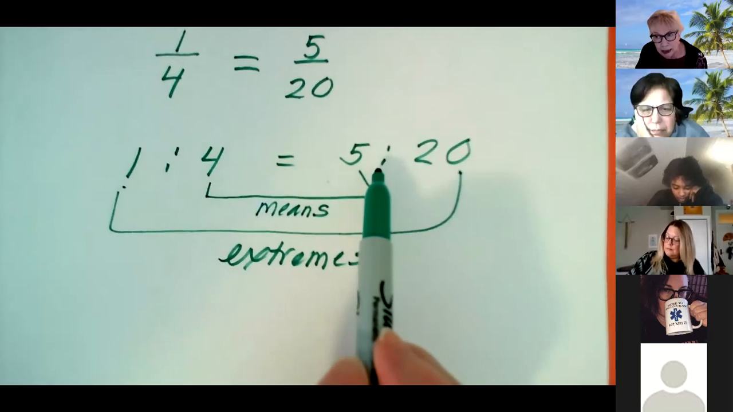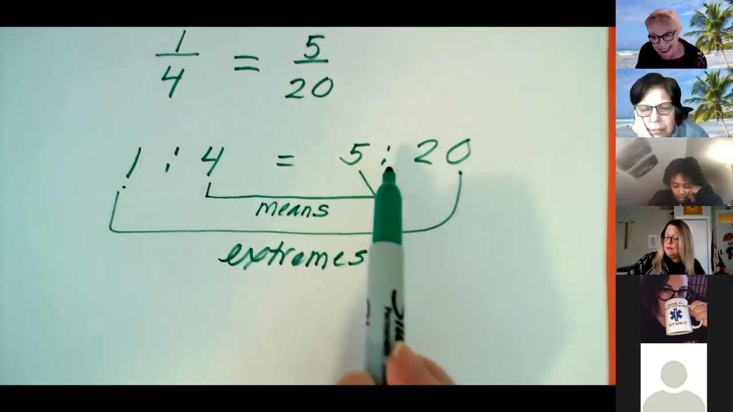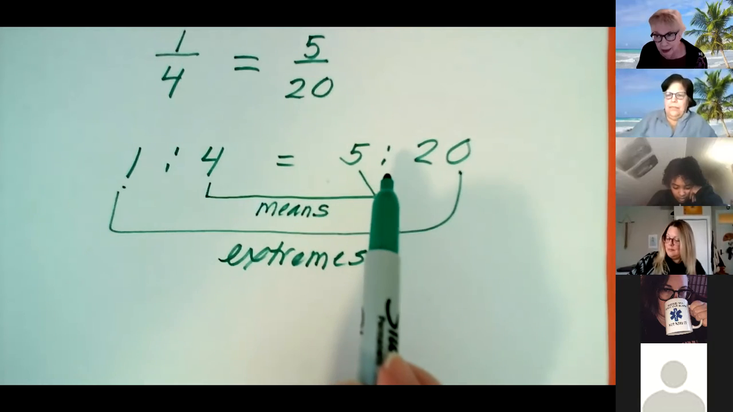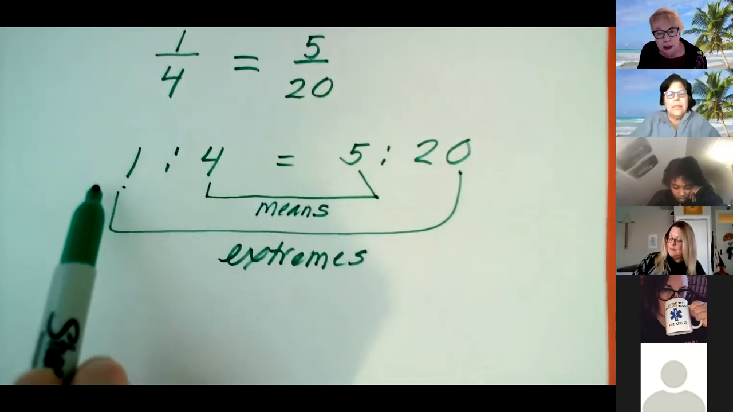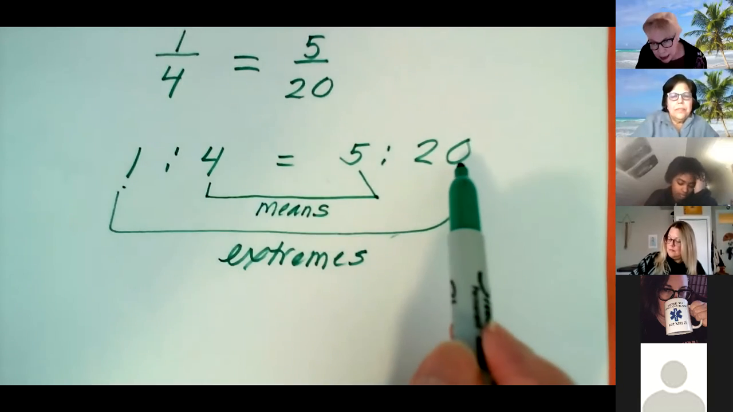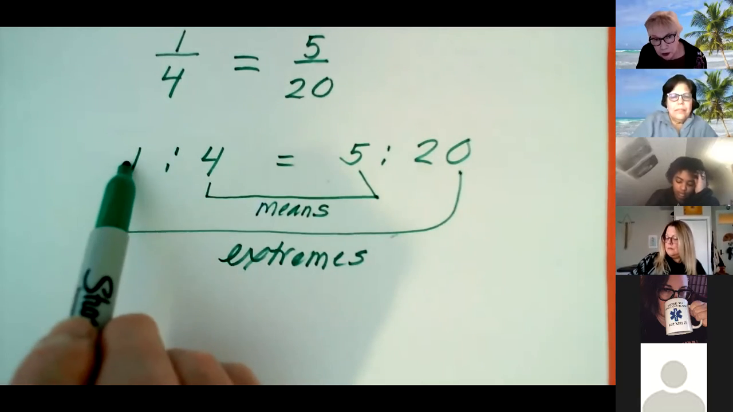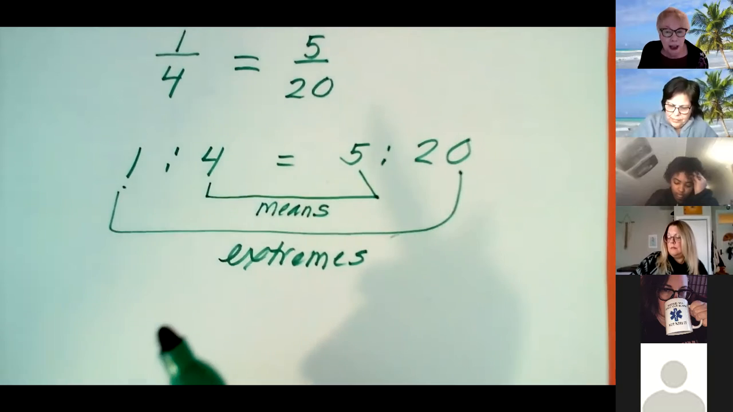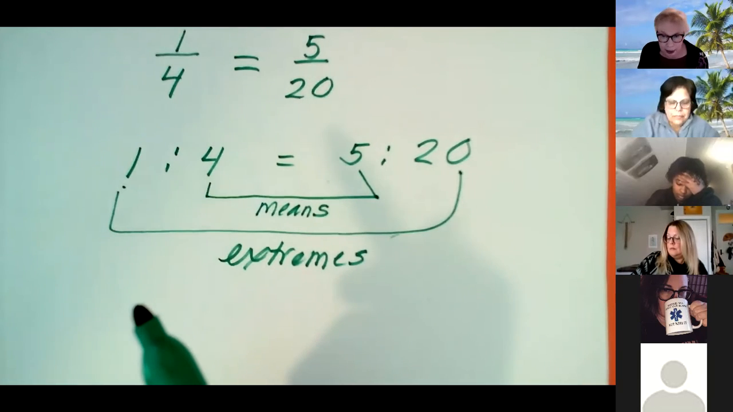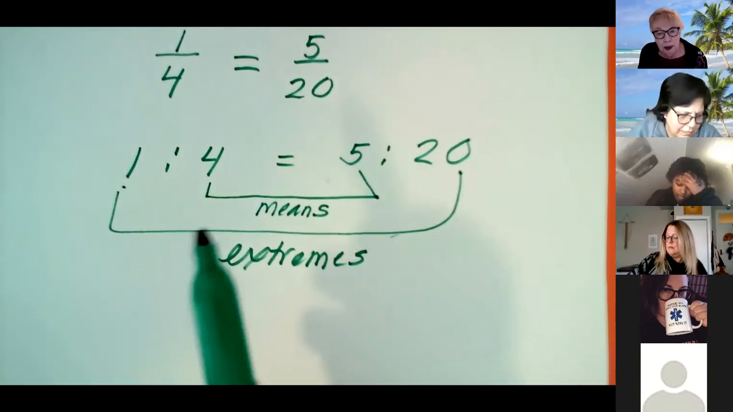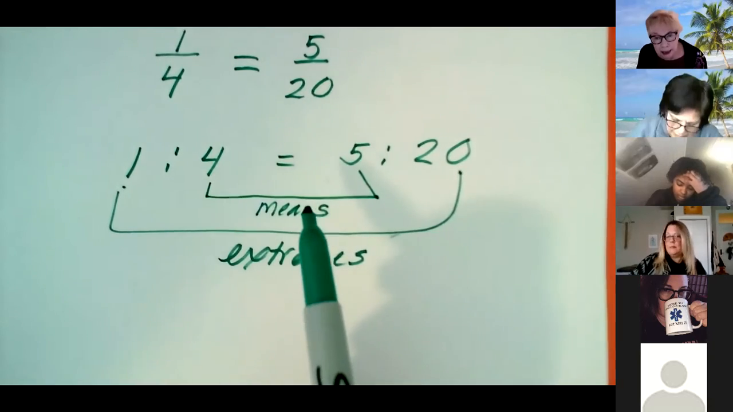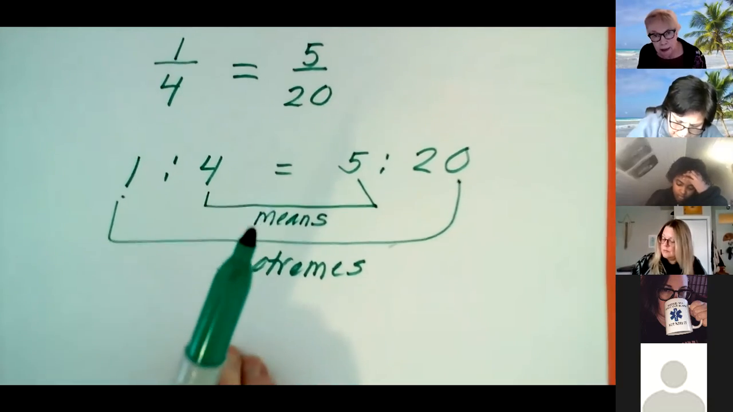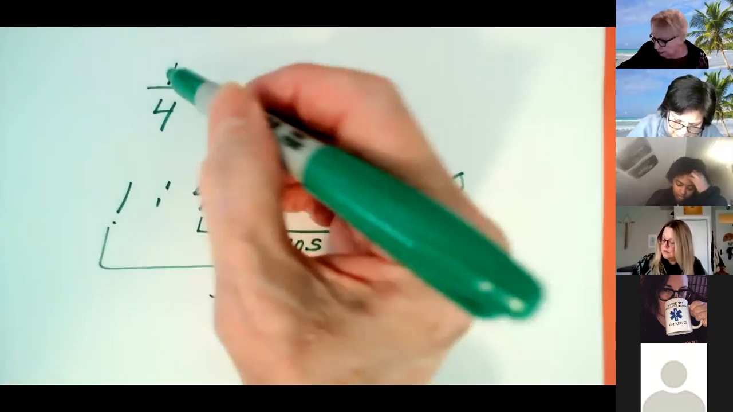Has anybody ever seen that? You see it on racing forms or when you have a lottery ticket or something, these are your odds. So the extremes would be the first one and the last one. The means are these two. And then they made a rhyme. I don't know what they think they're doing when they're teaching. The product of the means equals the product of the extremes. That's the rhyme. Here's what it looks like.